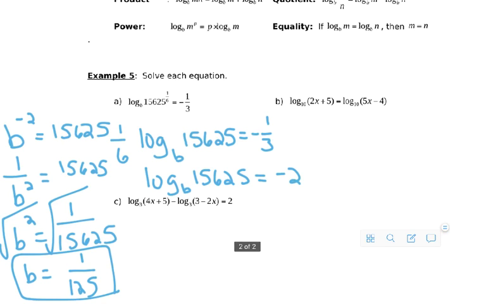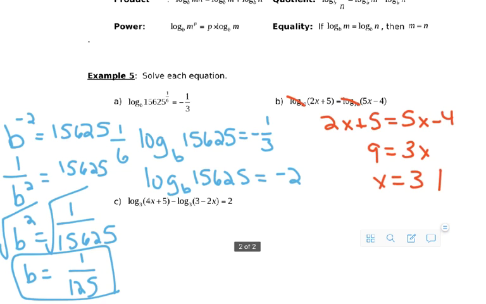In part B, I want you to notice that those logs are equal to each other and they have the same base. If they have the same base, then they literally just go away, and you're left with 2x plus 5 is equal to 5x minus 4. So 9 is equal to 3x, or x is equal to 3.